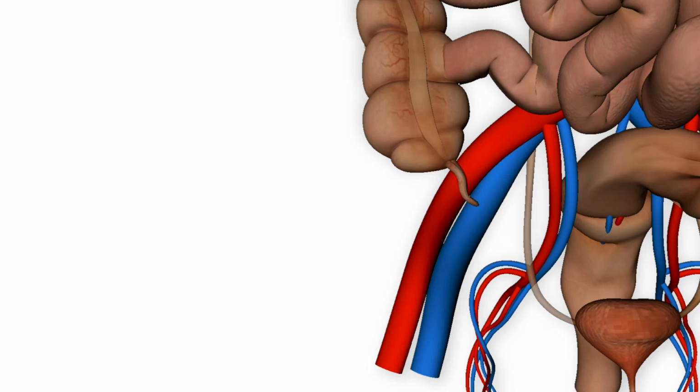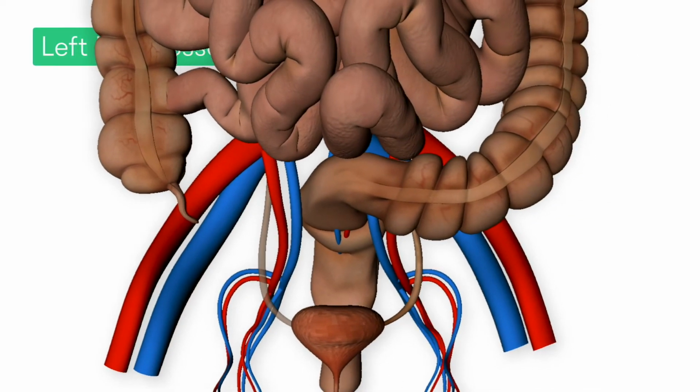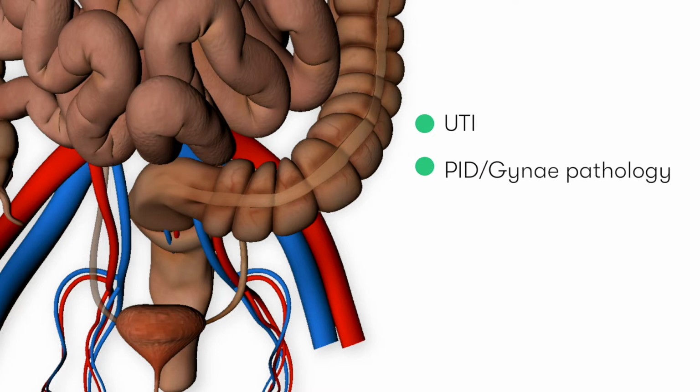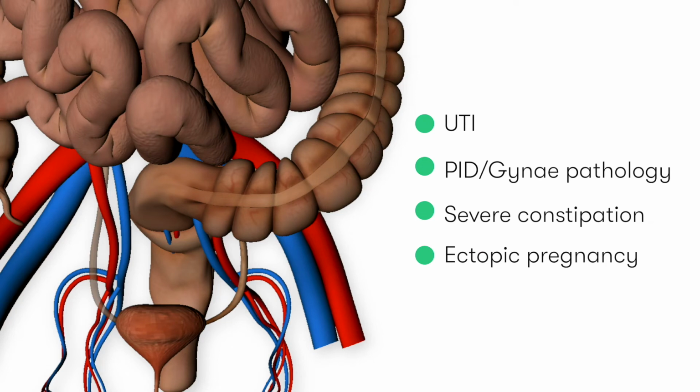In terms of the main differentials for left iliac fossa pain, they are, as was the case in the right iliac fossa, urinary tract infections, pelvic inflammatory disease or other gynae pathology. Severe constipation is an important non-surgical cause of left iliac fossa pain, and also ectopic pregnancy. However, in older patients and those with cardiovascular disease, we also need to consider ischemic colitis, which most commonly affects the left side of the colon.